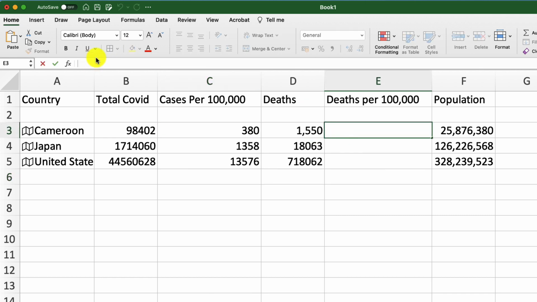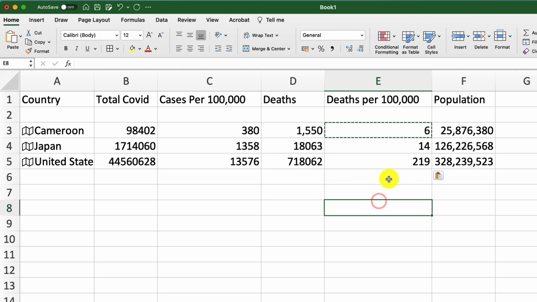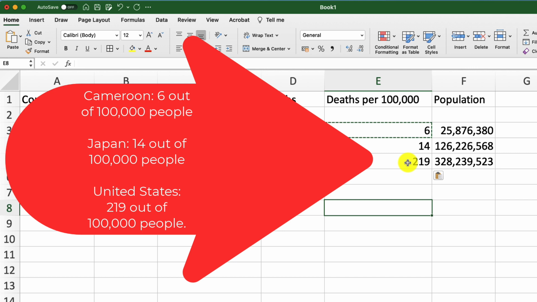So I'm going to go up here again, equal. I'm going to start my function with deaths divided by population, and then times 100,000. And once again, I want to just make this an easy number. And copy and paste. So now I can see a huge difference. Cameroon and Japan are relatively close, but the United States has almost 20 times the death rate of Japan per 100,000 people.